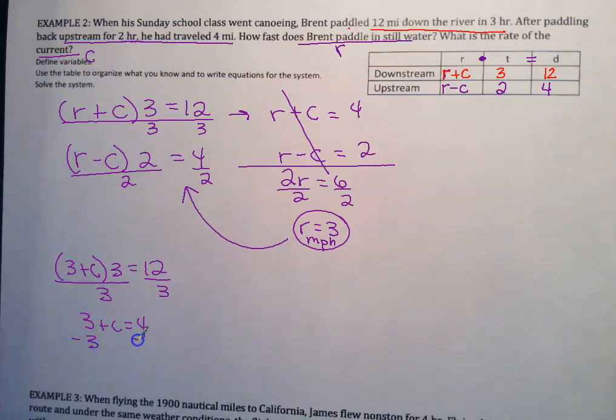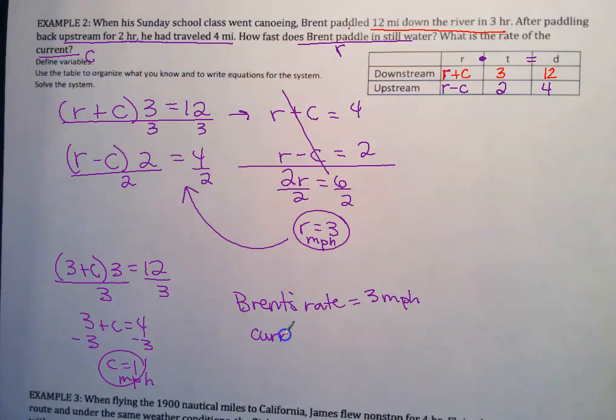Subtract 3. C equals 1. C equals 1 mile per hour. So we would say Brent's rate is 3 miles per hour and the current is 1 mile per hour.